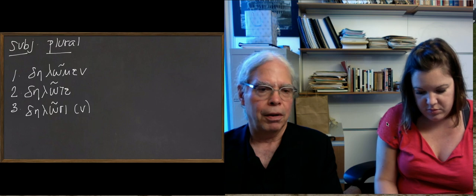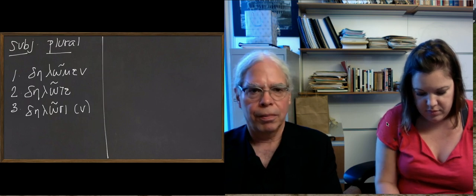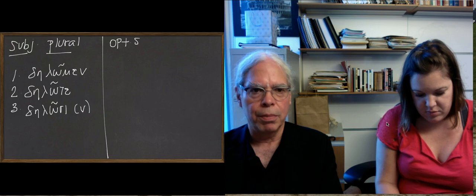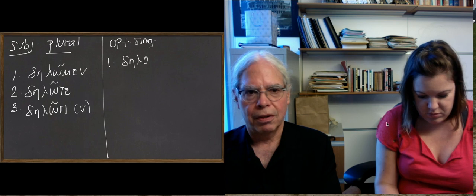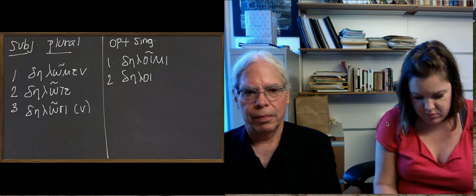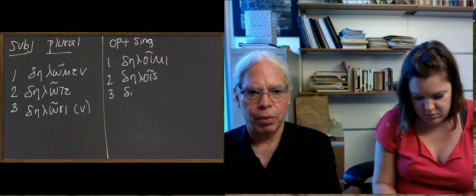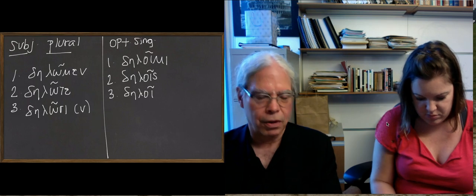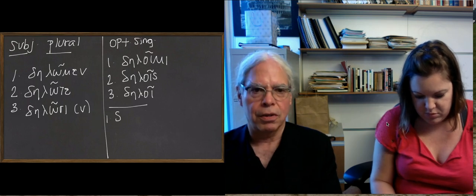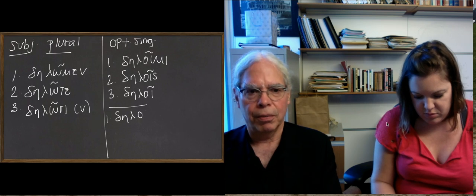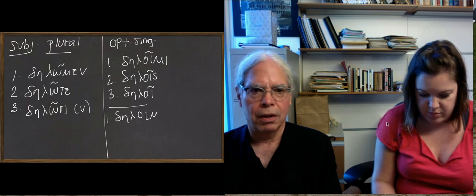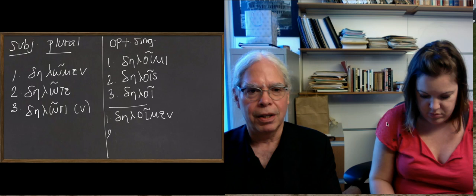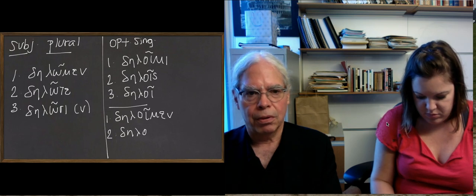You can make a line and do it on the same screen here. The optative singular is going to be deloime in the first person, delois, and deloi, and then in the plural you're going to have iota eta optatives. You can have deloie and deloies as well, because the contract verbs show you both. But in the plural, you're going to have deloimen, deloite, and deloien, sorry, in the third person plural.